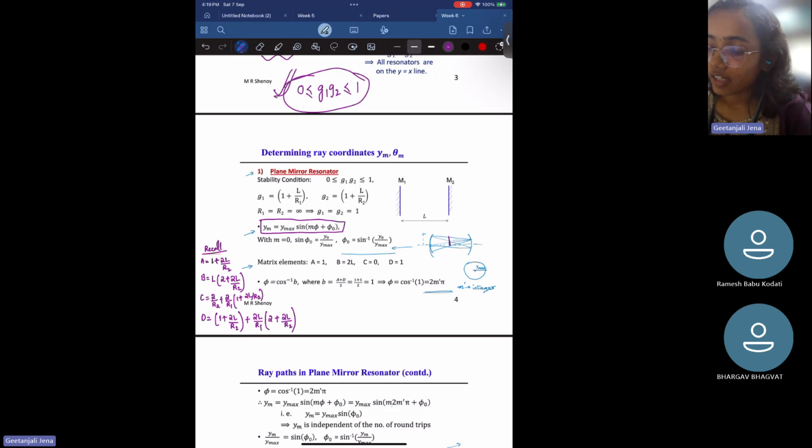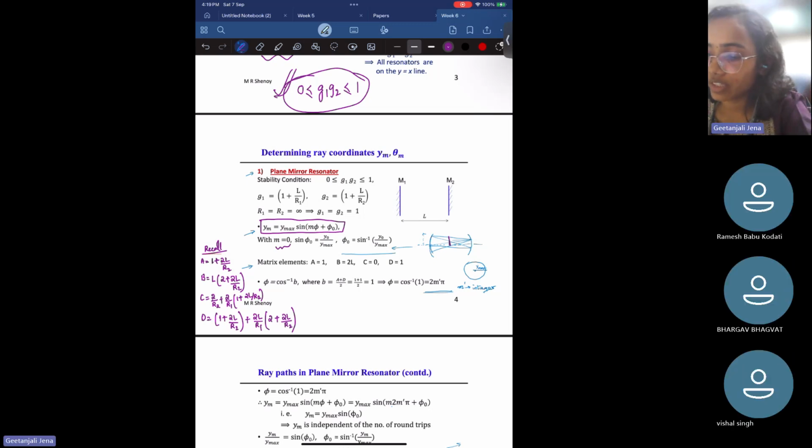Now let us see after how many round trips the ray will retrace the path. For this case, let us see what the boundary conditions are. The boundary condition is when m equals 0, what will be the ym, and what is the relation of ym with y max? If you put m equal to 0 in this equation, we get sin φ0 as y0 by y max.